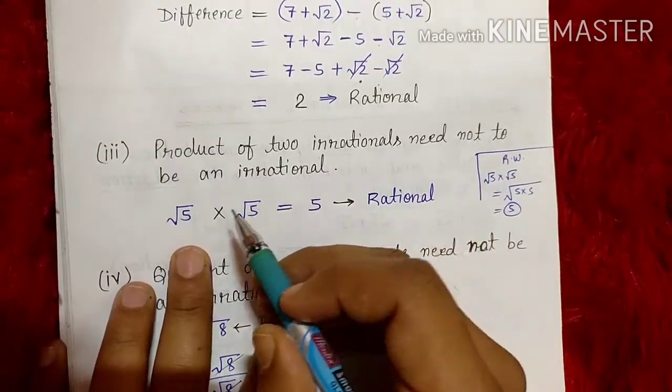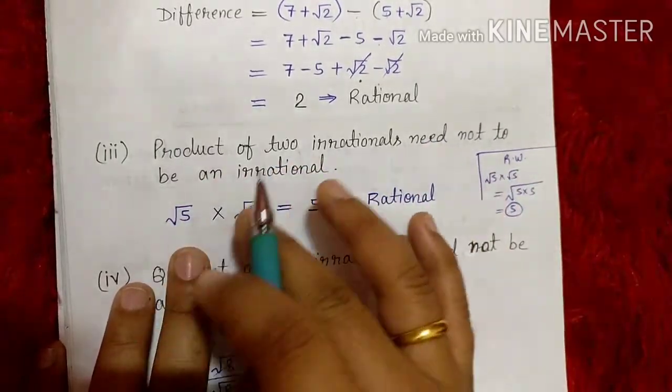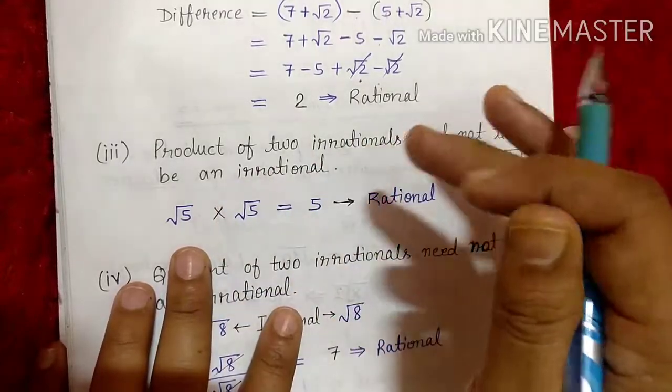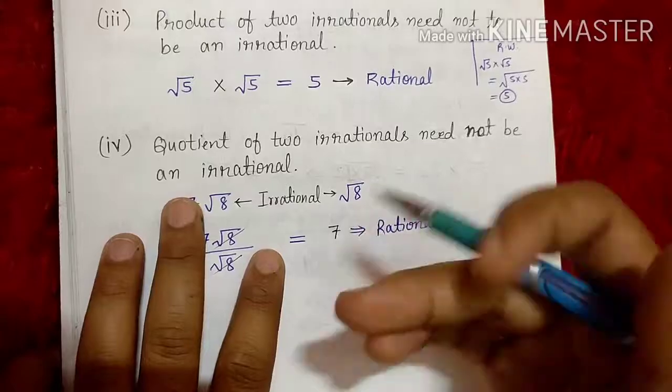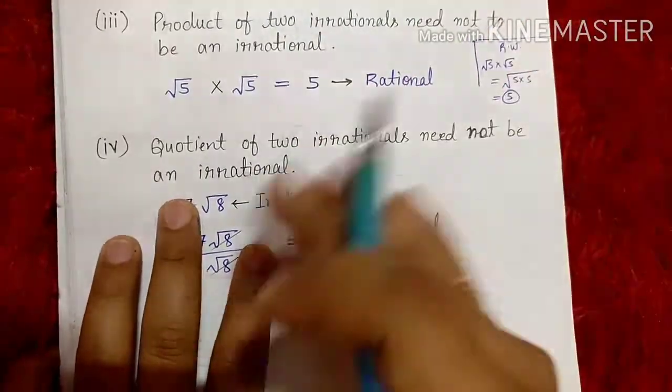So we have learned that it is not necessary that when we are multiplying two irrational numbers, the answer always comes irrational. It can come rational also. Then come for division. All rules are the same for all operations.